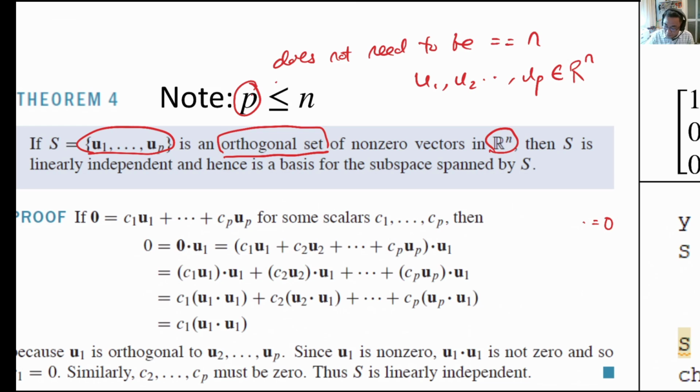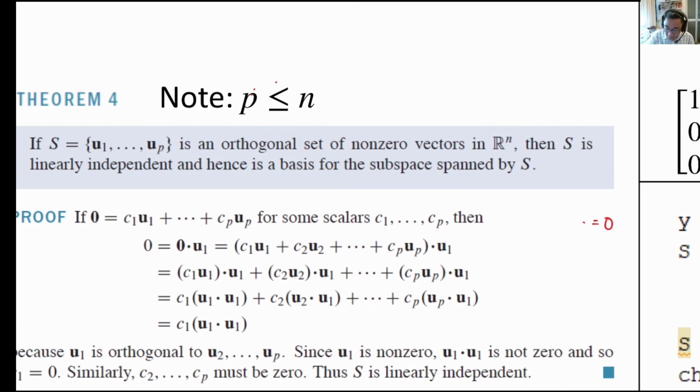If p is equal to n, then we have a set of vectors that forms a basis for the Rn space. If p is strictly less than n, then we only have p number of column vectors that span a subspace of Rn.